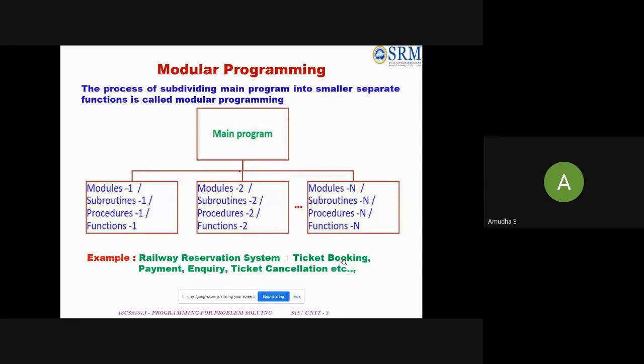Listen, students, if you don't know the minor project idea, you can take this as one example. Railway reservation system is one minor project, and four students are assigned this project title. One of you takes charge of ticket booking, another takes charge of payment, another takes charge of maintaining inquiry details, and another takes charge of ticket cancellation.